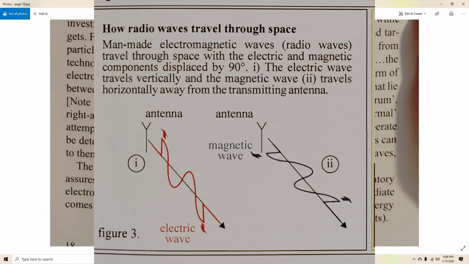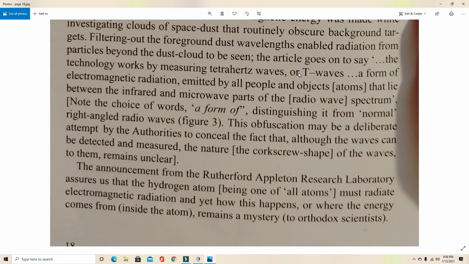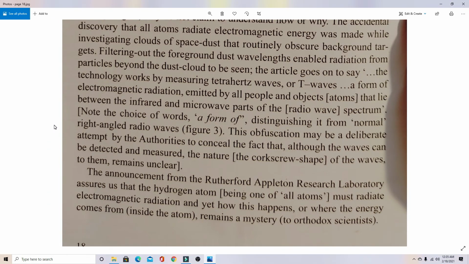This obfuscation may be a deliberate attempt by the authorities to conceal the fact that although the waves can be detected and measured, the nature, the corkscrew shape of the waves, remains unclear to them. The announcement from the Rutherford Appleton Research Laboratory assures us that the hydrogen atom, being one of all atoms, must radiate electromagnetic radiation, and yet how this happens or where the energy comes from inside the atom remains a mystery to orthodox scientists. All right, so you understand that even the hydrogen atom, the fundamental element of reality, emits electromagnetic energy. Okay, that's very important.